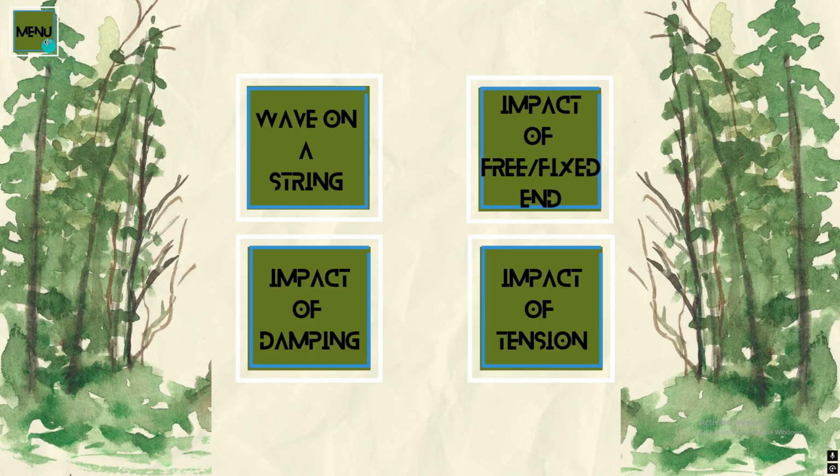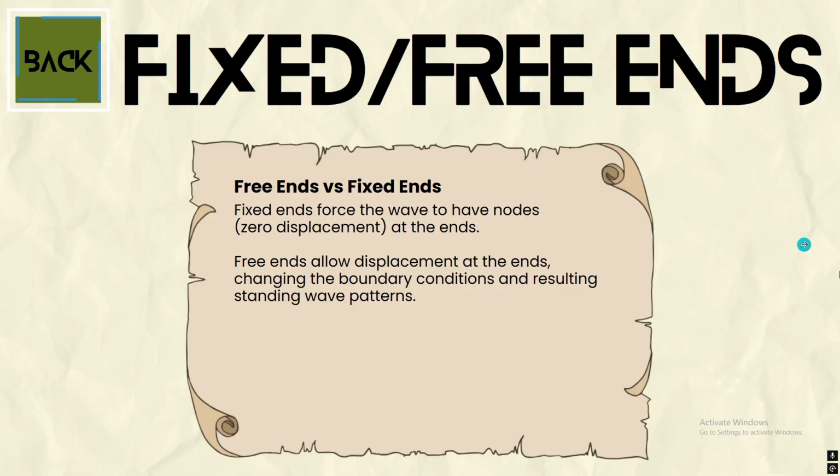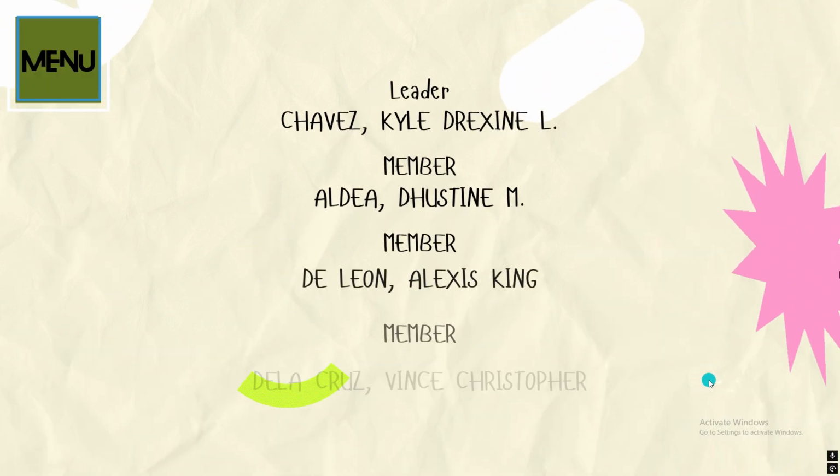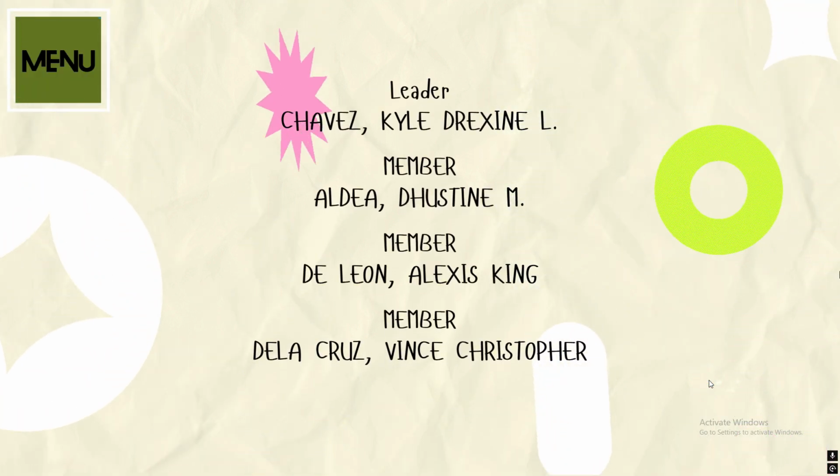Now let's talk about the impact of fixed and free ends. Lastly, fixed and free end. A fixed end forces the wave to have zero displacement at the end. A free end allows displacement at the end, changing the boundary condition and resulting standing wave pattern. That is all for our presentation. Thank you for listening to our Wave on a String user interactive friendly simulation.